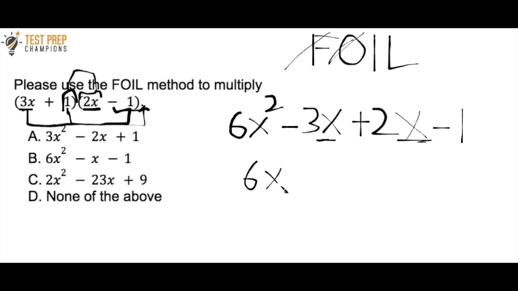So here's my 6x squared. I'm going to pull that down. So what is negative 3 plus 2? Negative 3 plus 2 is negative 1, and I'm going to pull that x along for the ride. So I'm going to have 6x squared minus x minus 1. Okay, so hopefully this all makes sense. B is the correct answer here.